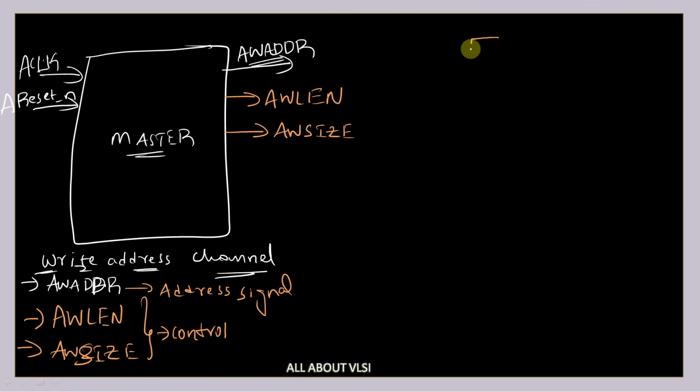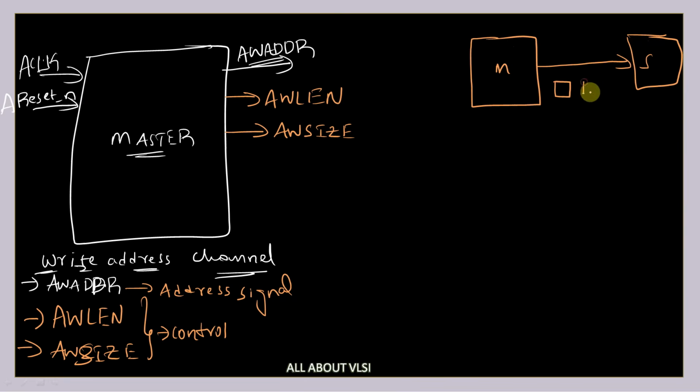Let's say we have a simple master and slave like this, and the master wants to send 4 transactions at a time. This is nothing but a burst, and the size of the burst is 4, because we are going to send 4 transactions. The size of the burst is determined by AW length. Now, what is the size of each packet? That is determined by AW size.